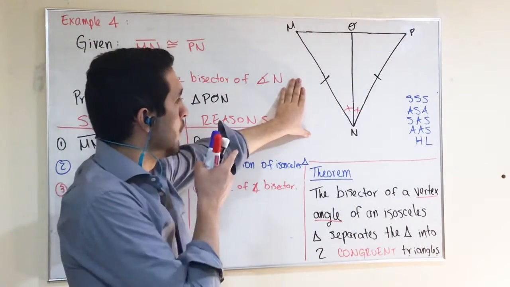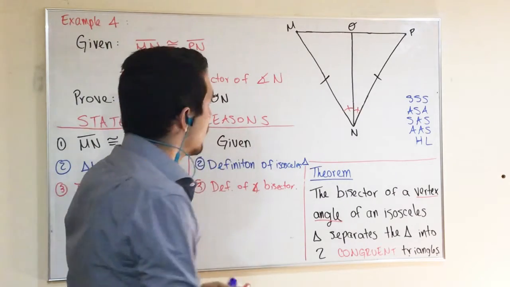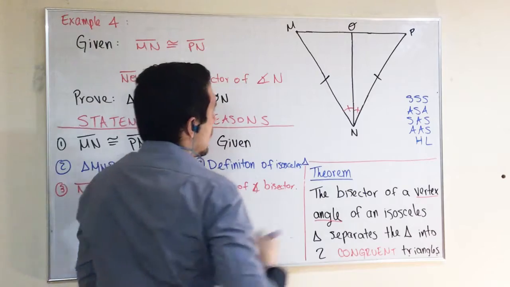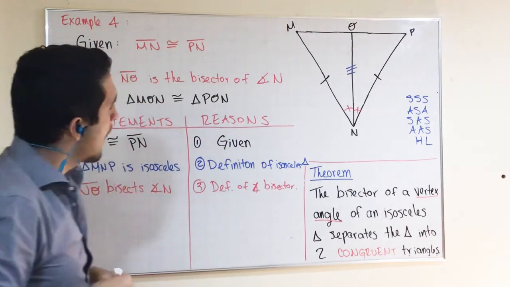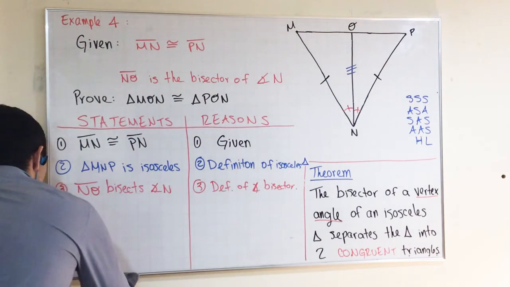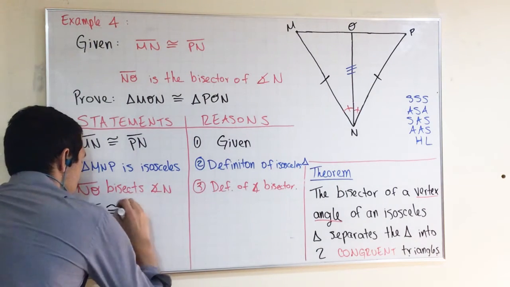Okay, if you said that NO is congruent with NO, you are right. And yes, NO is congruent with NO. I know that sounds strange, but we've worked with that before. And is, let's write it here, NO is congruent to NO.